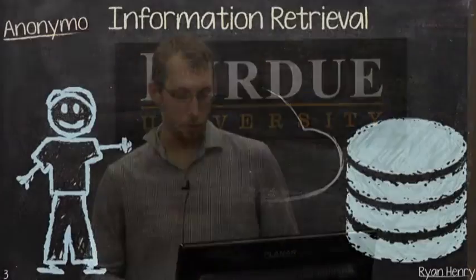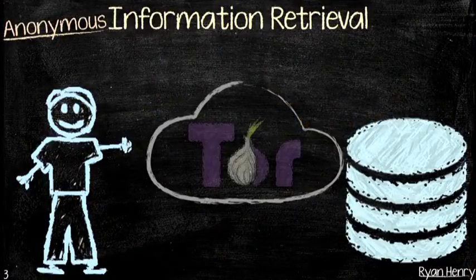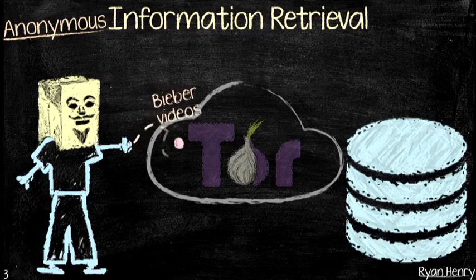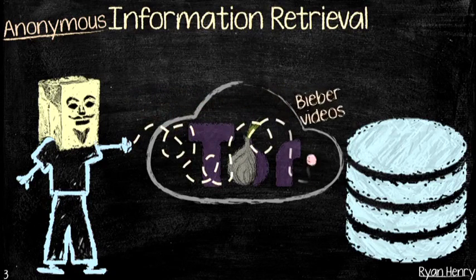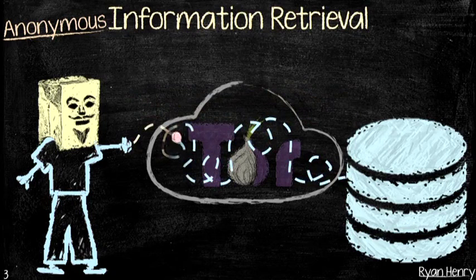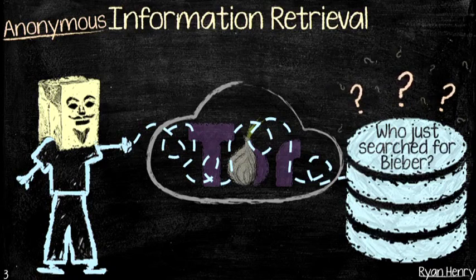Now, those of you who know about Tor might say, this is an easy problem to solve. You just connect over the Tor network, you send your request for Bieber videos through Tor, you get your response back, and now the website, the server, has no idea who it was looking for these embarrassing Bieber videos. And this, of course, works for this particular example.